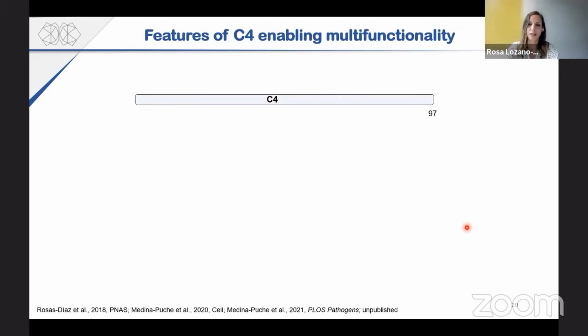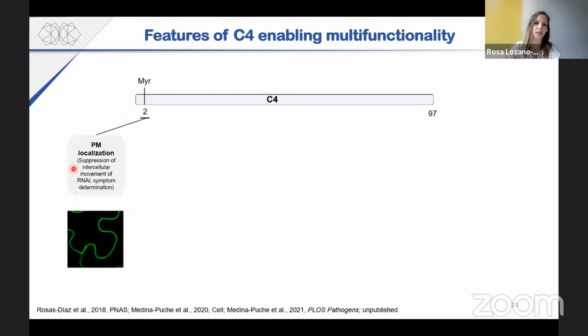So I have been mentioning quite some different functions of the C4 protein, and now I would like to share with you what we have learned along the way with regards to how this information is encoded within the protein. This C4 protein is 97 amino acids in size, and we know that there is a myristoylation site in position 2. This myristoylation site is essential for plasma membrane localization, and therefore for the suppression of the intercellular movement of RNA silencing, and also for symptom determination.